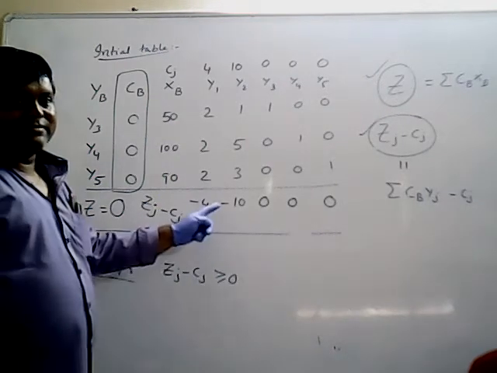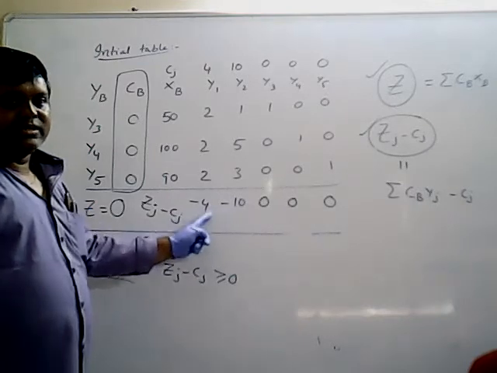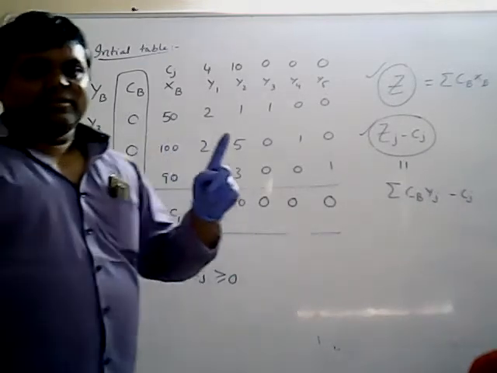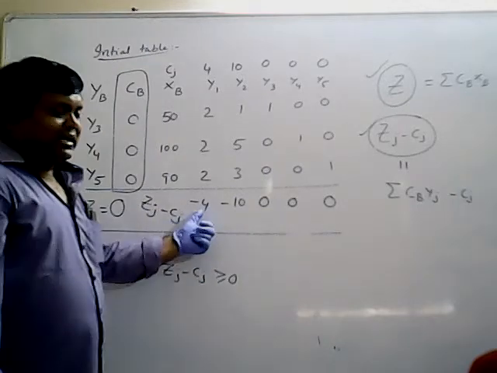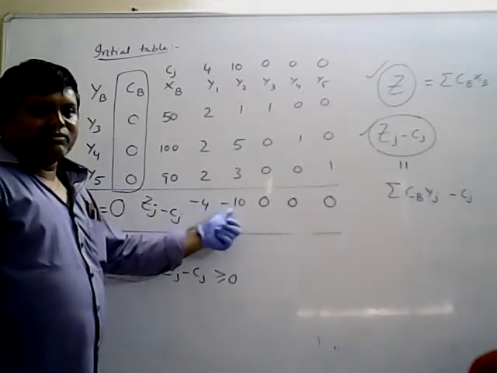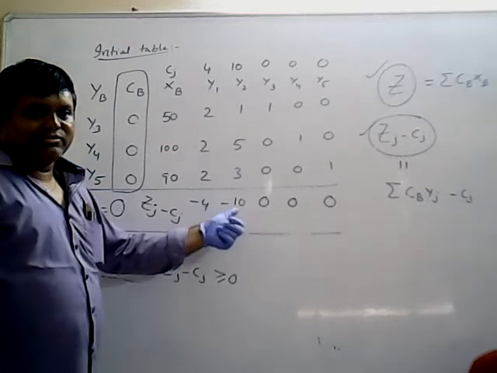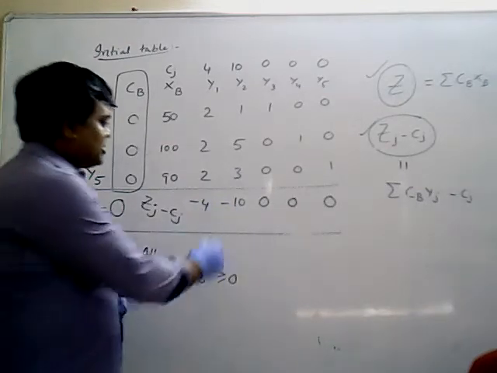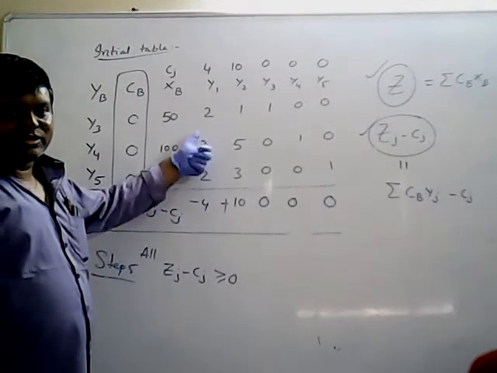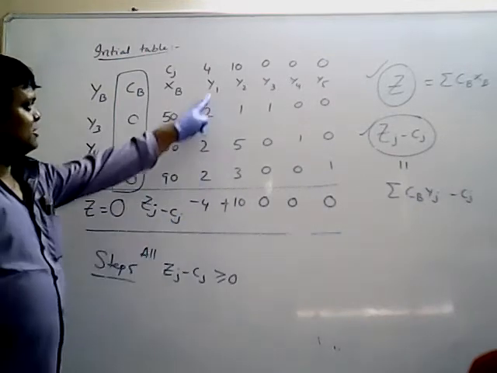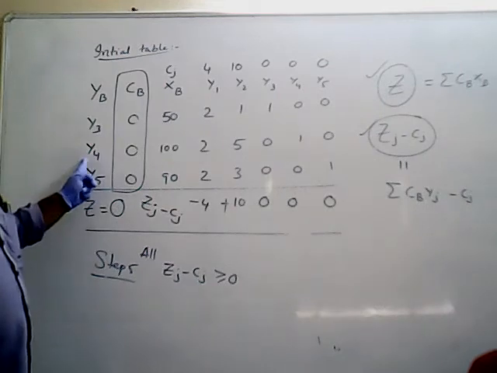Next step is nothing but if any one value is negative, one is enough. If any one value is negative, then directly that enters. If more than one negative is there, then choose the most negative. Sometimes you will get only one negative. One negative means directly that enters into the basis. Here, Y1 enters into the basis.